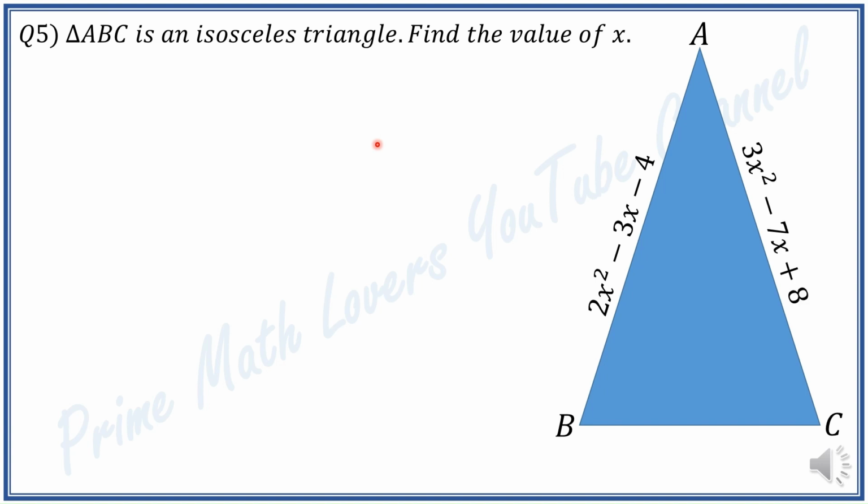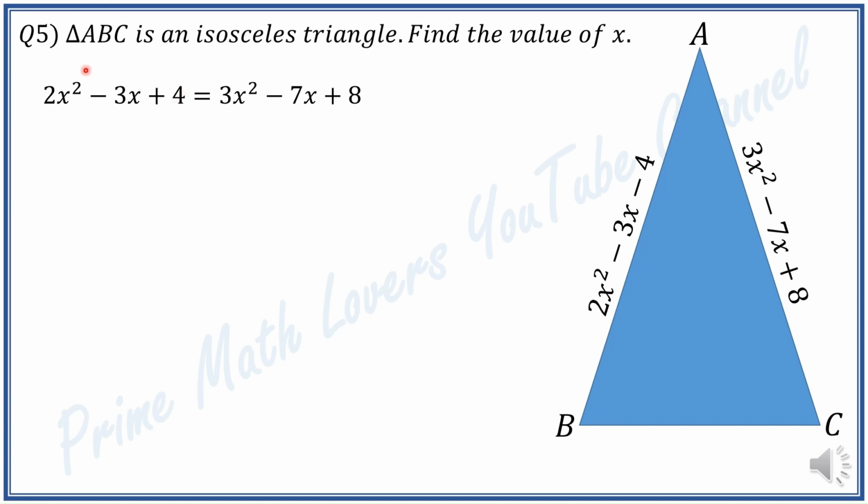Given that the lengths of the legs in this triangle are 2x squared minus 3x minus 4 and 3x squared minus 7x plus 8, we will set them equal to each other. So we'll have 2x squared minus 3x plus 4 is equal to 3x squared minus 7x plus 8.